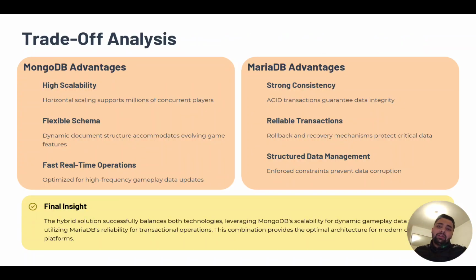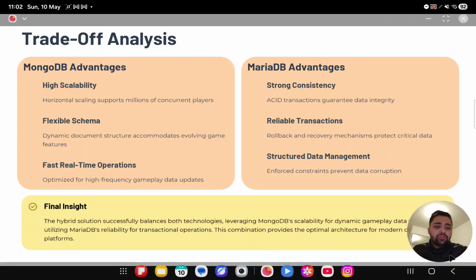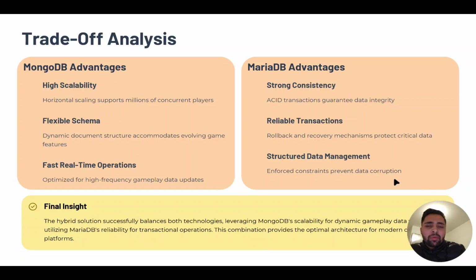So talking about the trade-off analysis, every database technology has strengths and weaknesses. MongoDB provides high scalability and flexibility due to the flexible schema design and fast real-time operations, but it sacrifices some transactional consistency. Whereas MariaDB provides strong consistency, reliable data transactions, and structured data management, but it has lower scalability in distributed environments. Therefore, the hybrid solution balances the strengths of both technologies and provides an effective database solution.